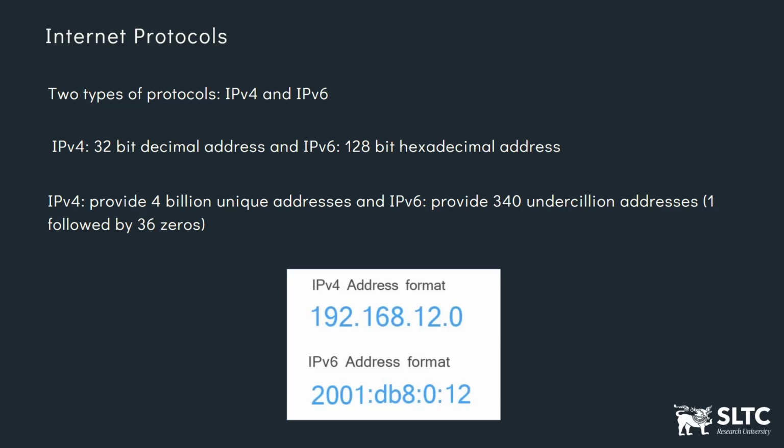Because of that, IPv4 is able to provide unique addresses to about 4 billion devices. In contrast, IPv6 is able to provide 340 undecillion addresses, about 1 times 10 to the power 36 devices. So it is a huge amount of devices, and therefore IPv6 addresses are estimated to be enough for addressing all the devices in the world.